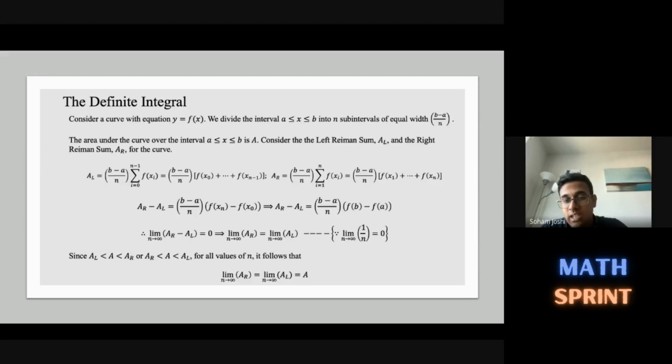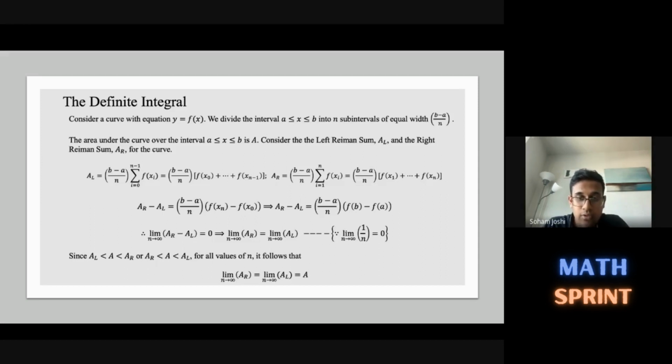Now, as n approaches infinity, the right Riemann sum minus the left Riemann sum, that is AR minus AL, approaches 0. This is because, as you may be aware from limits, the limit of 1/n as n approaches infinity is equal to 0. And since we know that the actual area has to be between the Riemann sums, the actual area can be between the left Riemann sum and the right Riemann sum, or it could be between the right and the left, because we don't know whether the function is increasing or decreasing. This is a general scenario, but we know one of these cases has to be true.